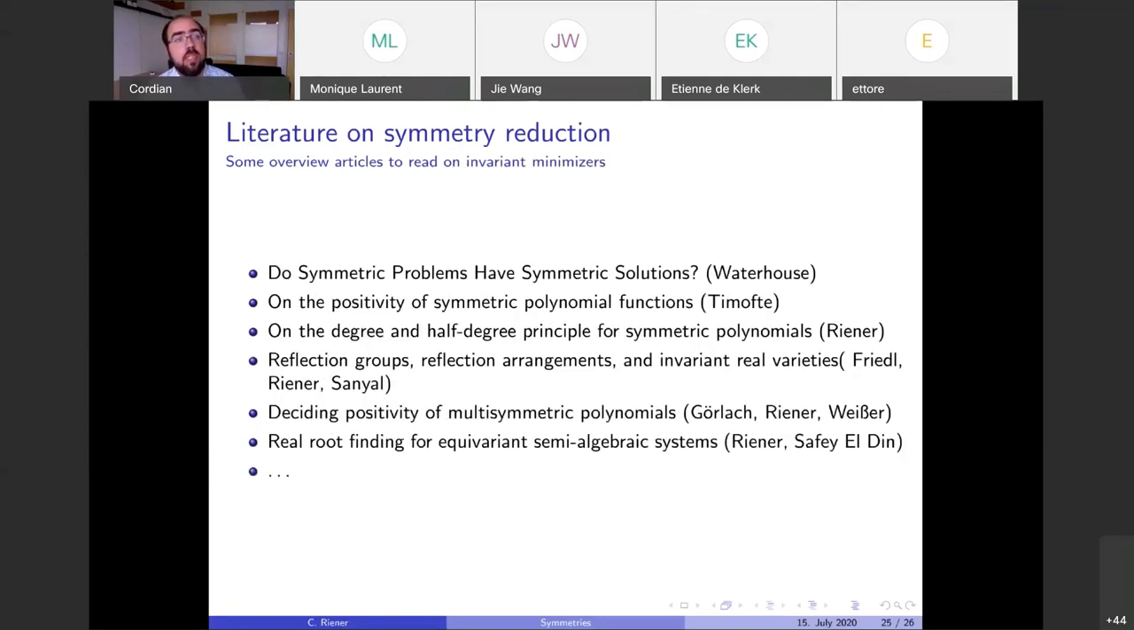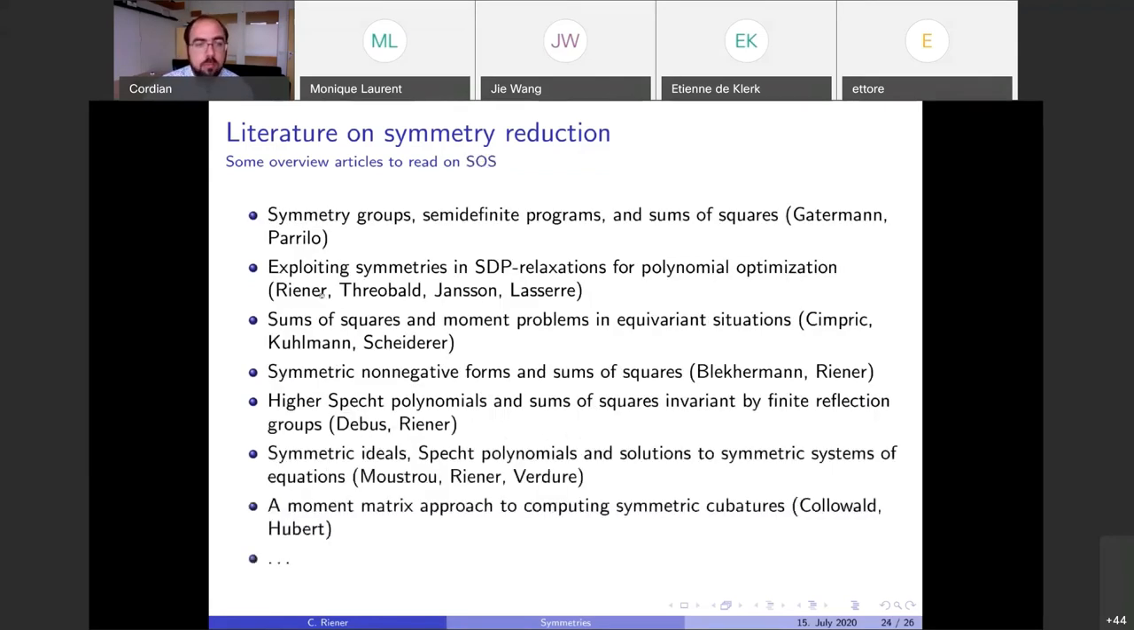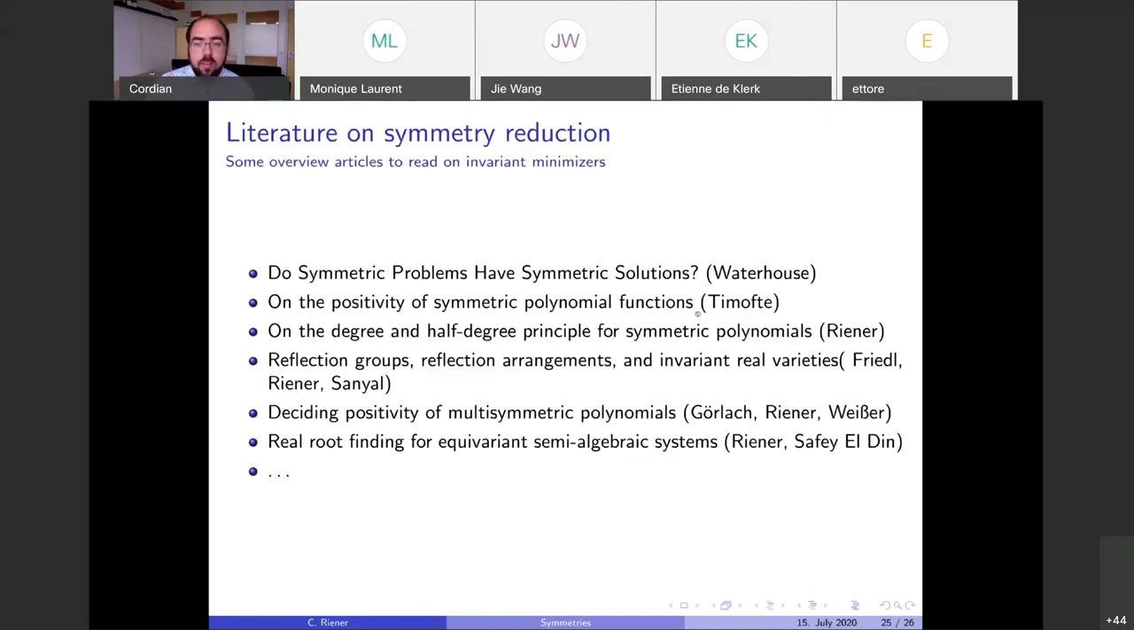And if you're interested in the other aspect of invariant minimizers, there's a very beautiful article that I found very inspiring. It's somewhere from the 80s and it appeared in the Mathematical Monthly, and it's called: do symmetric problems have symmetric solutions? It has a long history to tell about this problem, and then actually also some very nice results. And if you're interested in particular in symmetric polynomials, there's this article by Timofte, and there are certain other articles that actually explain how you prove this theorem with symmetric polynomials and their minimizers.